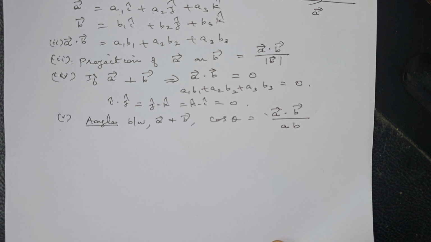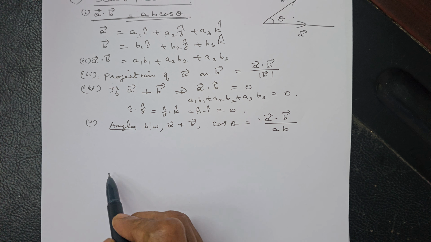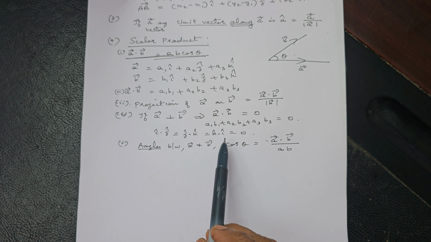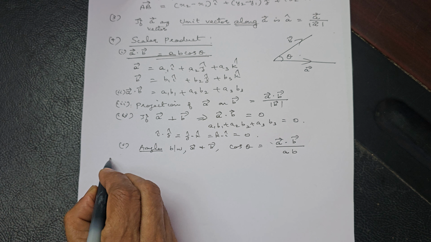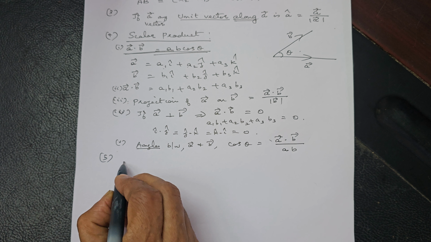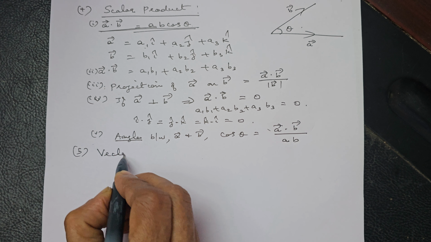Now these are the only 5 concepts you have to learn about scalar product. Okay, now we have the second product, called vector product or cross product.